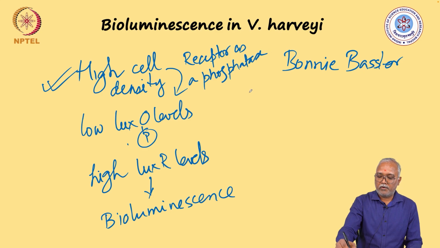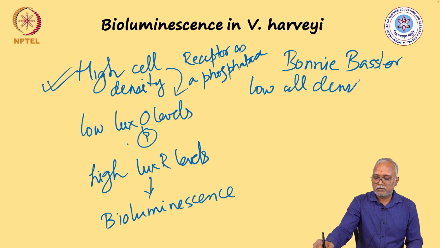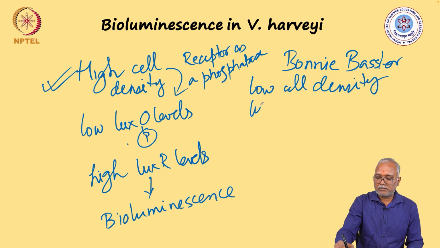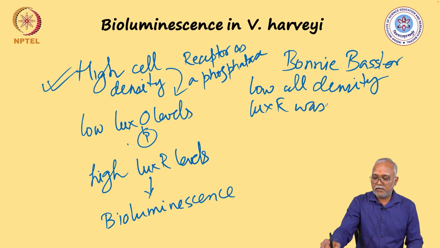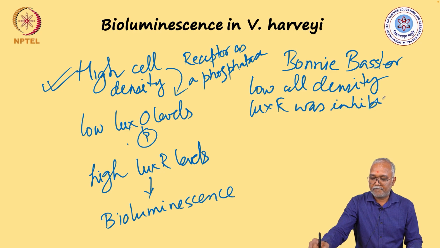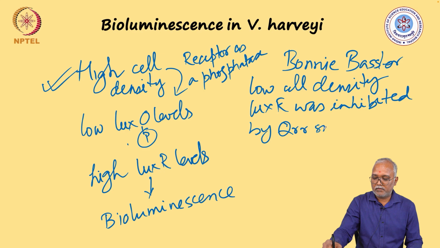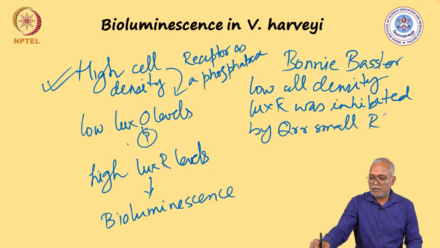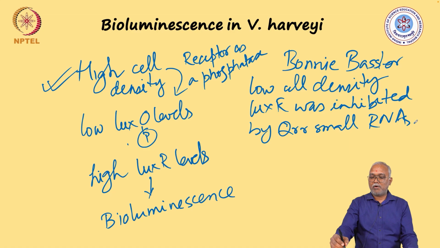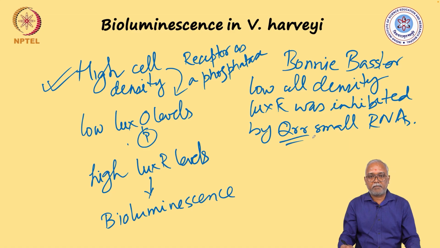And in case of low cell density, LuxR was inhibited by QRR small RNAs. So QRR represents not just one small RNA but a group of small RNAs which ensure that none of the molecules which are important for bioluminescence are synthesized.